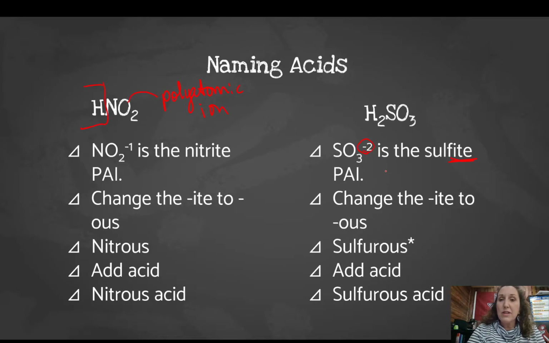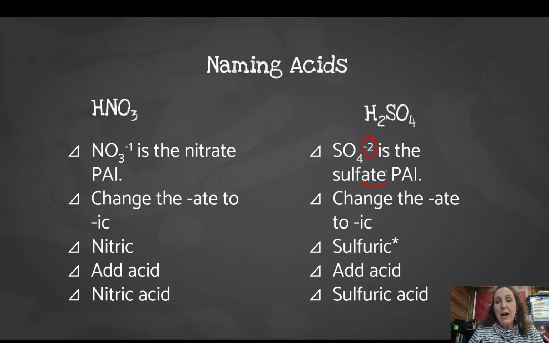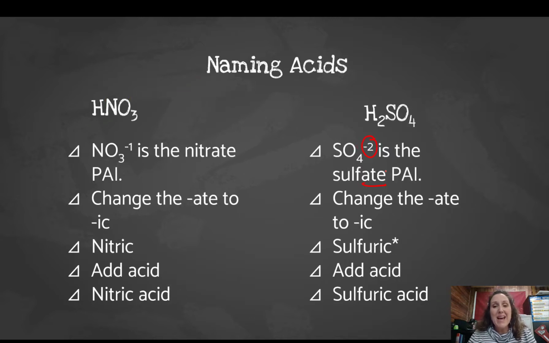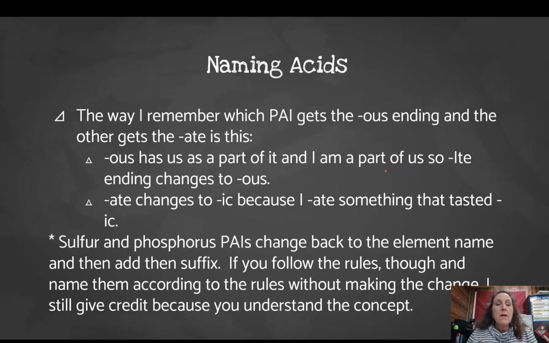This is sulfurous acid. So whether you change it to an ic or an ous makes a big difference, because that is telling us about that particular ion. The way I remember which polyatomic ion gets the ous and which gets the ic: ous has us as a part of it, and I am a part of us. So ite changes to ous, ate changes to ic because I ate something that tasted icky. So this is how I'm trying to remember what goes with what.